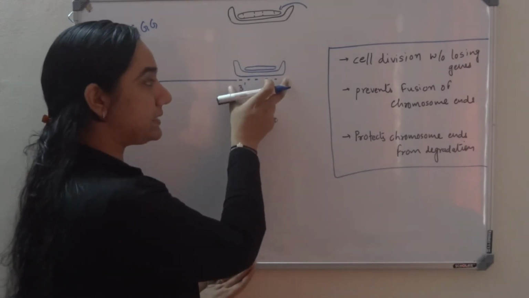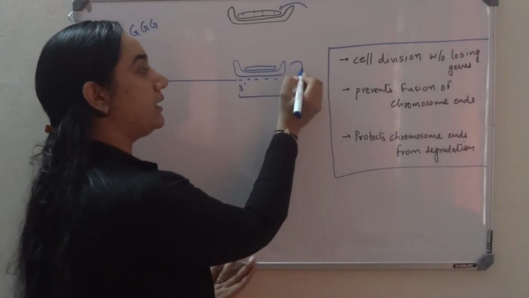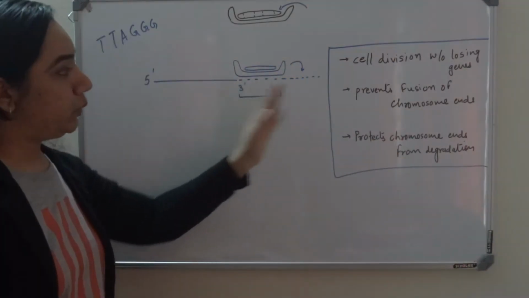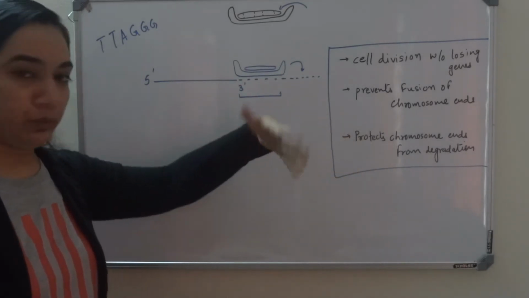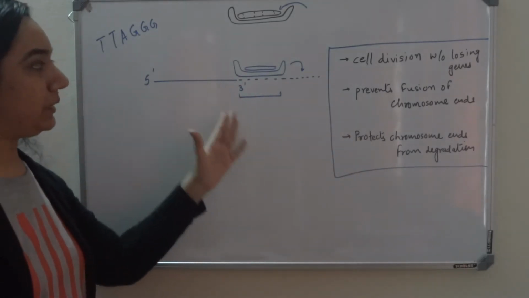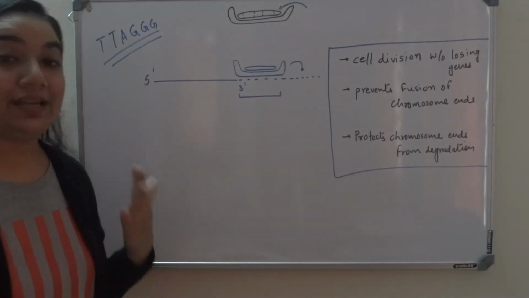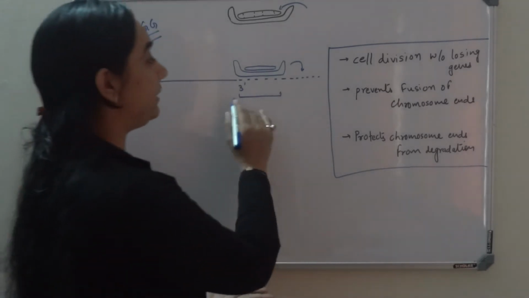Once it extends this much portion, it will again slide back and extend it some more. It will go on for a few more times, and it will extend the 3' end of the chromosome with the repetitive sequence, and that is nothing but the telomeric region.